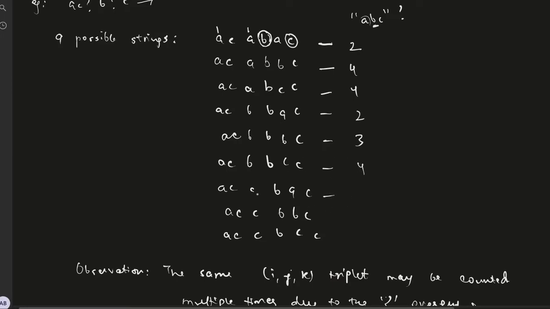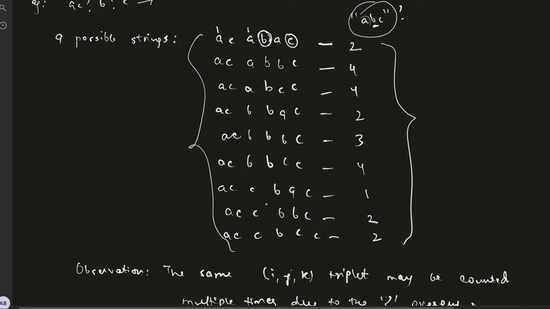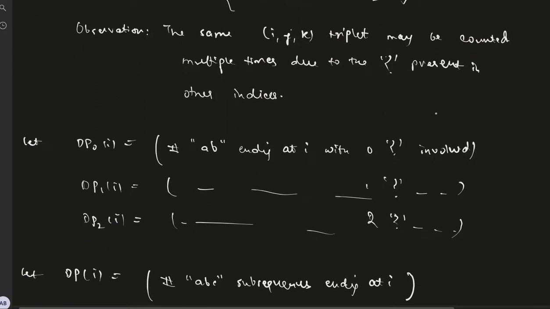Here we'll have 1. Here we'll have 2. Here we'll have 2 again. So the total number of subsequences ABC formed from all the possible strings is 10, 15, 19, 20, 24, and this is the answer that is given in the sample test case.